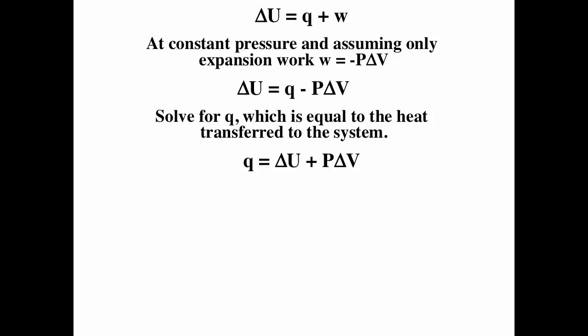All we did is we took the first law, we made the assumption that we're at constant pressure and have only expansion work. And now what we have is Q in terms of two state functions. And so with this assumption, Q actually becomes a state function. Now Q is a path function, but again, if you make the assumption of constant pressure and only expansion work, then it becomes a state function.